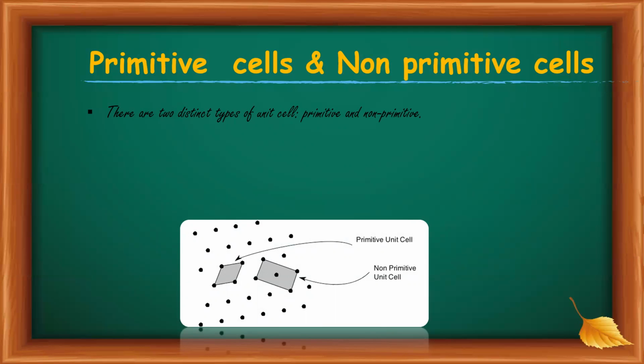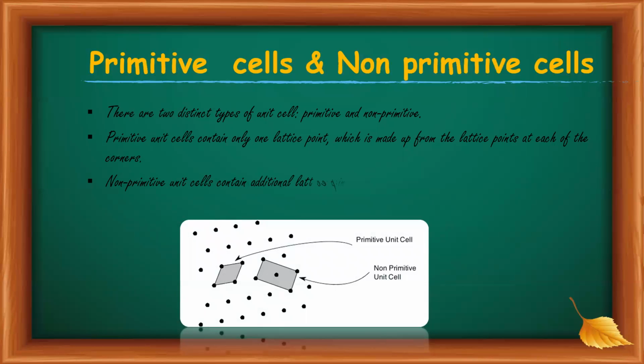There are two distinct types of unit cells, that is primitive and non-primitive. A primitive cell contains only one lattice point, which is made up of a lattice point at each of the corners. A non-primitive unit cell contains additional lattice points either on the face of the unit cell or within the unit cell. So, it has more than one lattice point per unit cell.